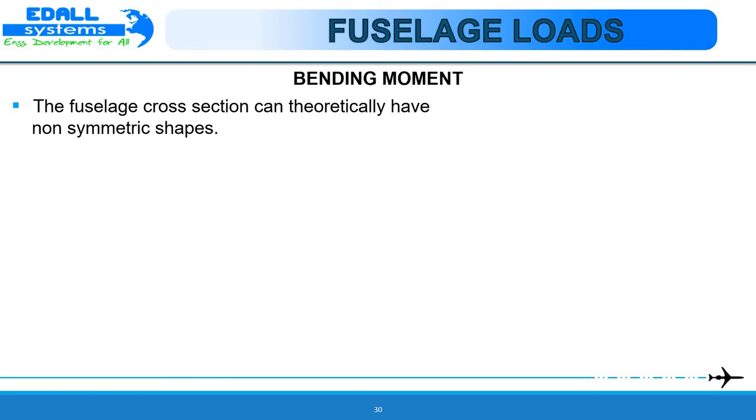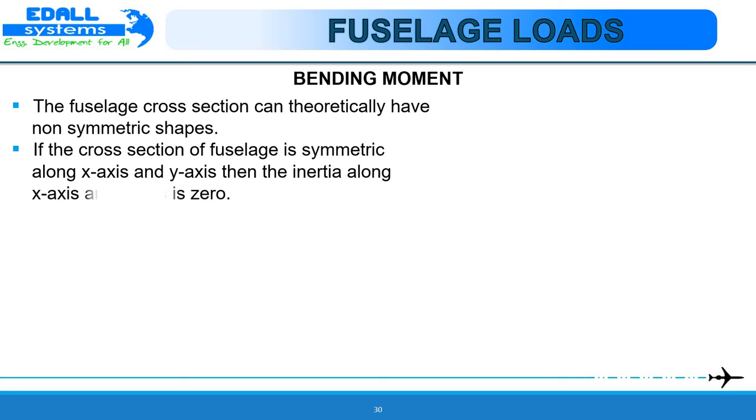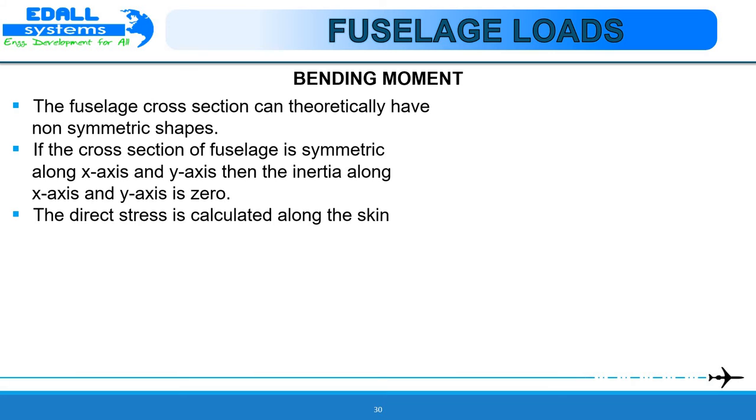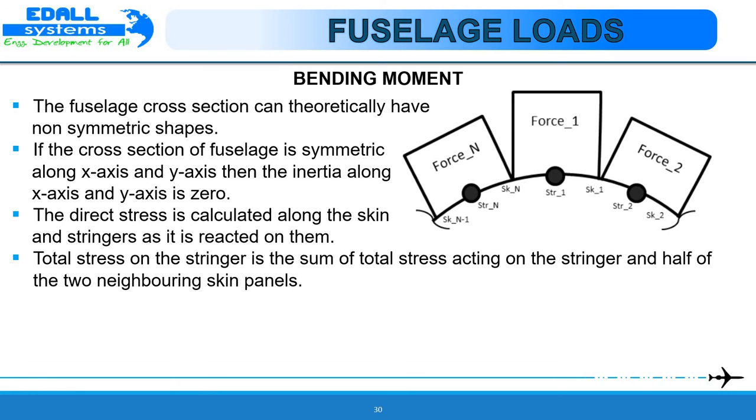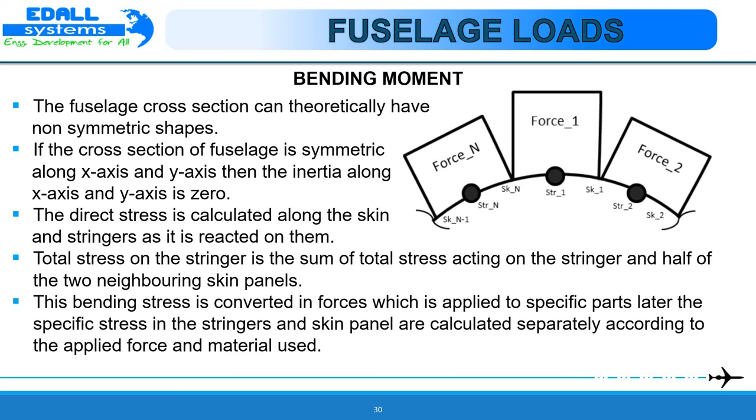The fuselage cross-section can theoretically have non-symmetrical shapes. If the cross-section of the fuselage is symmetric along the x and y axis, then the product of inertia is zero. The direct stress is calculated along the skin and stringers as it is reacted on them. Total stress on the stringer is the sum of the stress acting on the stringer and half of the two neighboring skin panels. This bending stress is converted into forces which are applied to specific parts. Later, the specific stresses in the stringers and skin panels are calculated separately according to the applied force and material used.